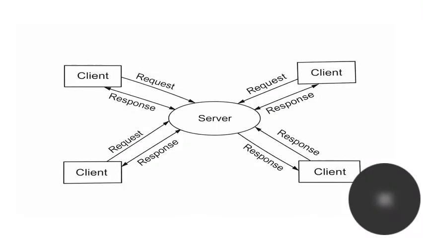See here the diagram for client-server architecture. Here, client sends a request to the server. Server processes the request and sends the response. Here, client receives the response and displays the result. Here client can communicate only with the server, not with another client.